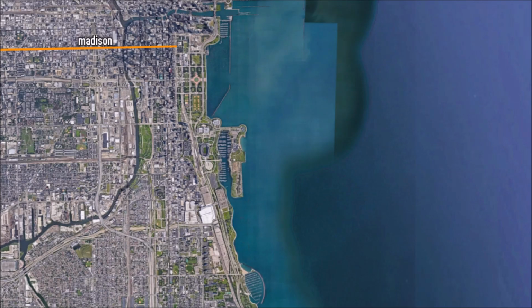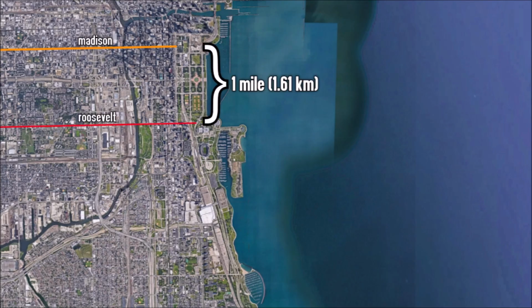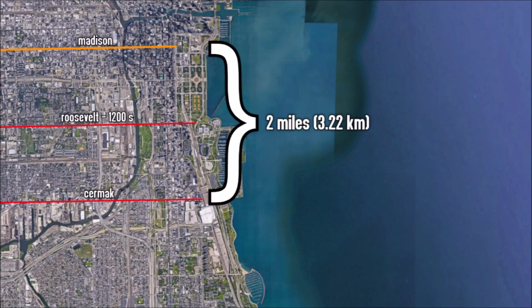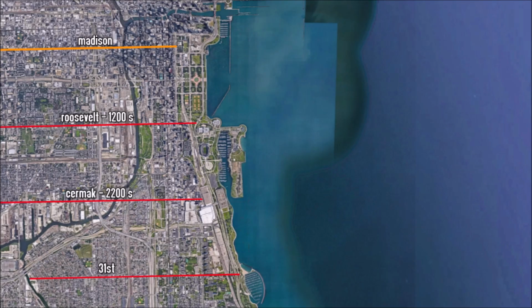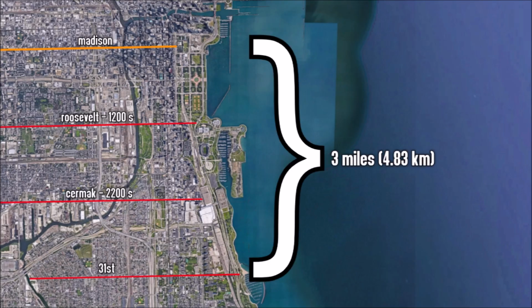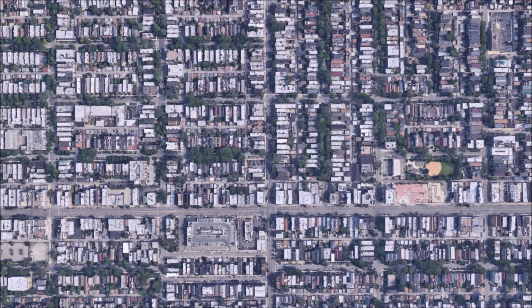The one major exception to this rule, however, can be found on the south side. Roosevelt Road is exactly 1 mile south of Madison Street, which should make its coordinate 800 south. However, its coordinate is 1200 south. Cermak Road, which is 2 miles south of Madison, should have 1600 south, but it's got 2200 south instead. And lastly, 31st Street says it in the name. It's 3 miles south of Madison, but its coordinate is 3100 south. All addresses in Chicago are numbered based on how many blocks away from the center they are.